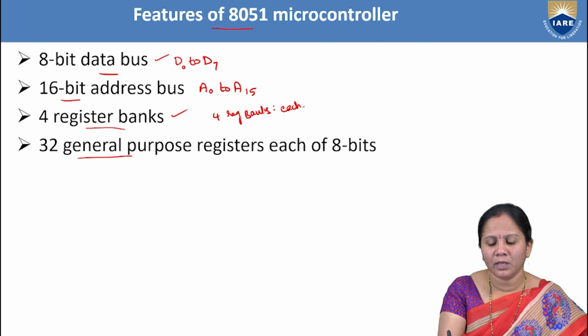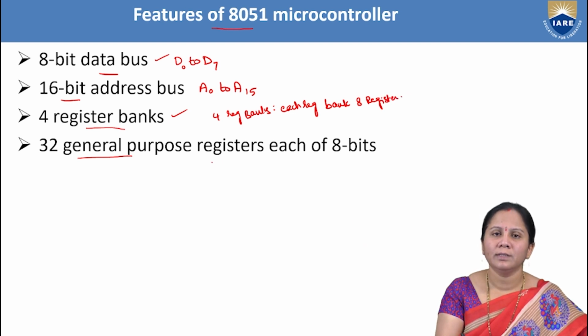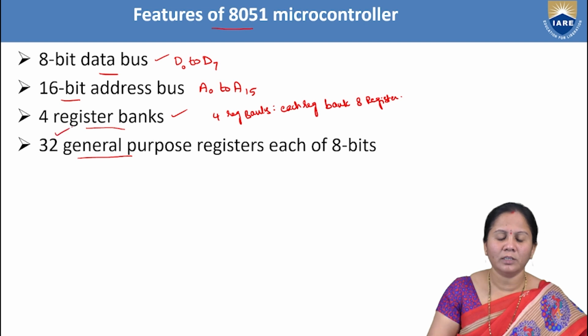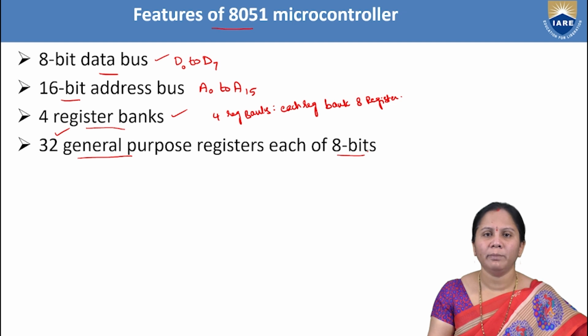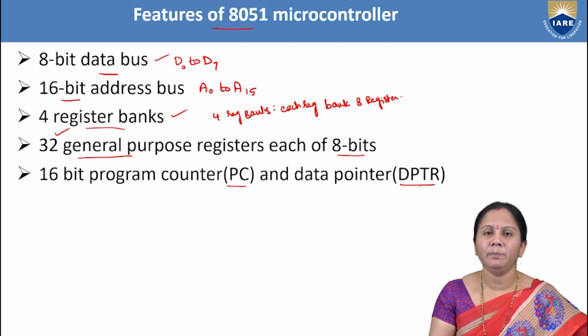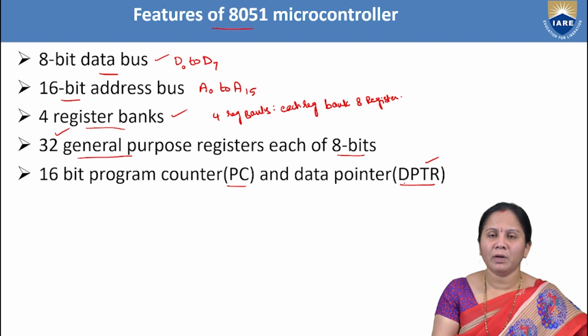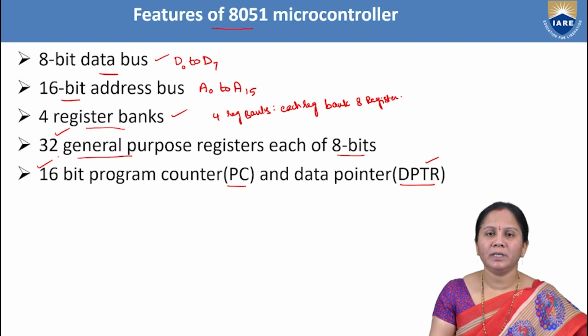Each register bank has 8 registers. So totally 8 into 4, 32. So these are the 32 general purpose registers. Each register is of 8 bits. Now, another registers that are available are the program counter and DPTR. Here DPTR stands for data pointer. This program counter and DPTR both are of 16-bit in size.